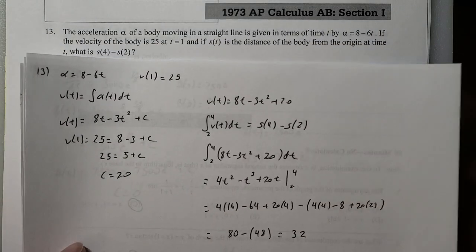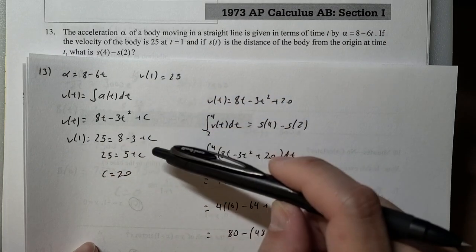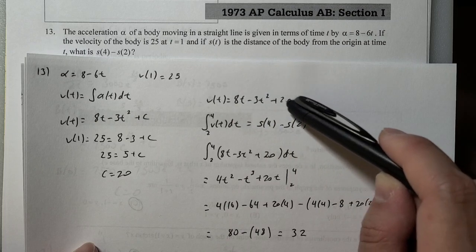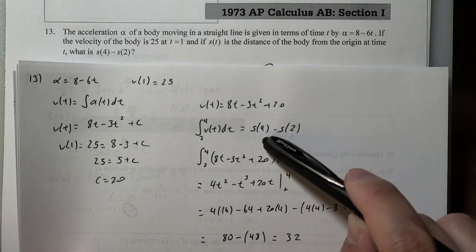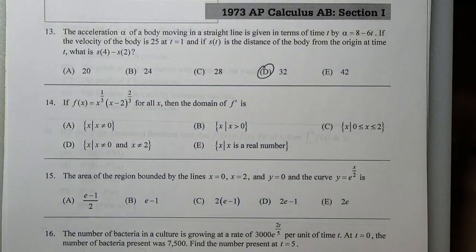So the key here was they give us acceleration. We need to get velocity first, and a particular solution of velocity because they give us the initial condition. And then we can integrate velocity to get position, but specifically, to get s of 4 minus s of 2, we can just set up a definite integral.